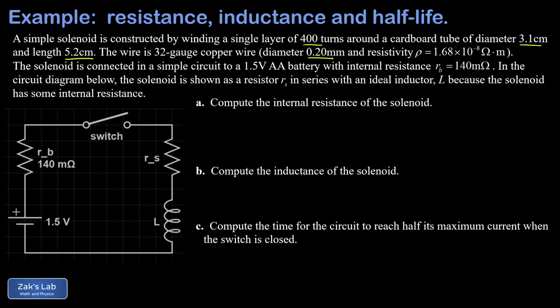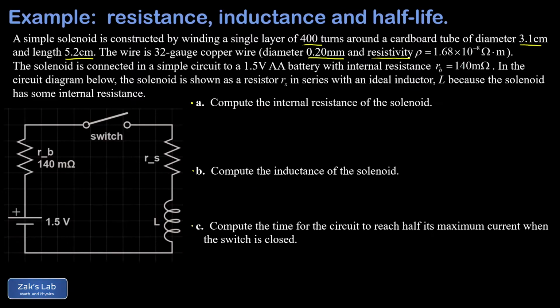It has a diameter of 0.2 millimeters, so that will allow us to get the cross-sectional area of the wire itself. And we have the resistivity of this wire. So in part A, we want to get the internal resistance of this solenoid, and we're going to have to go back to the formula that relates resistance and resistivity and length and cross-sectional area. In part B, we're going to get the inductance of the solenoid, which depends on the number of turns, the average diameter of those turns, and the length of the solenoid.